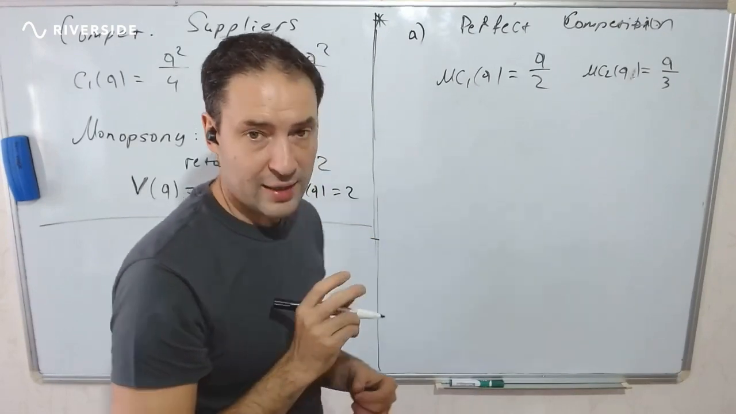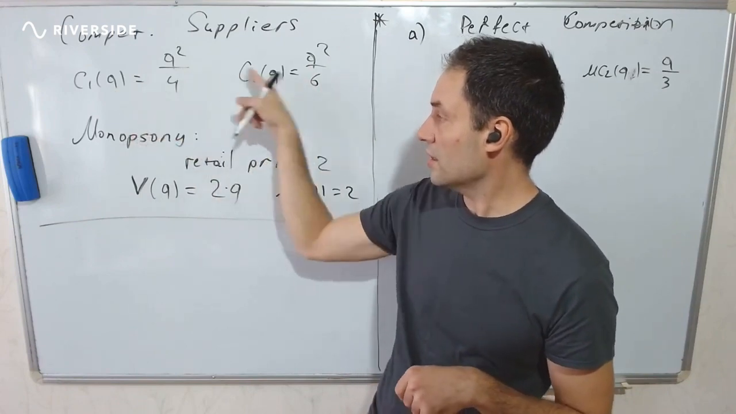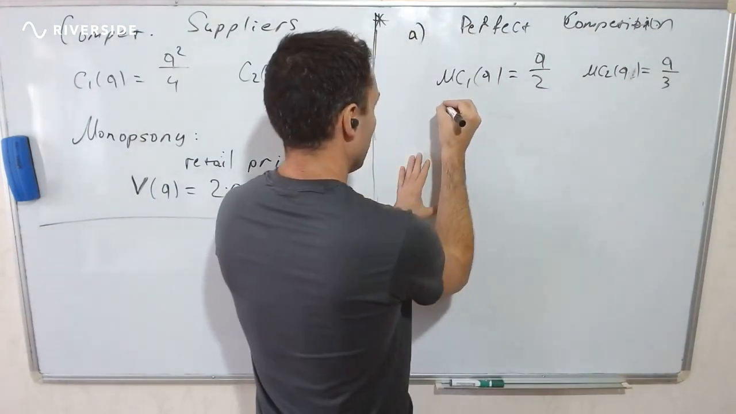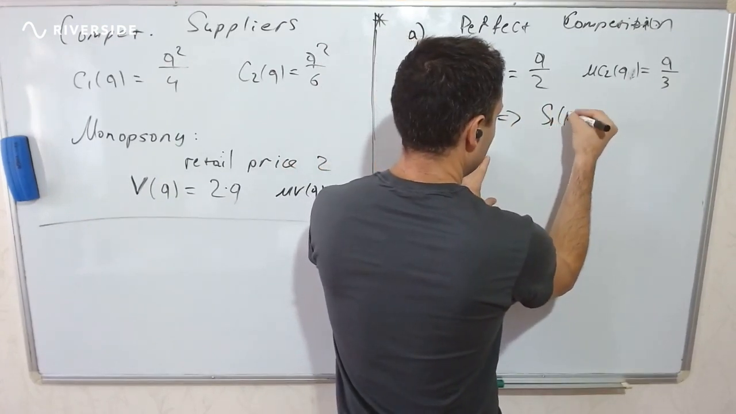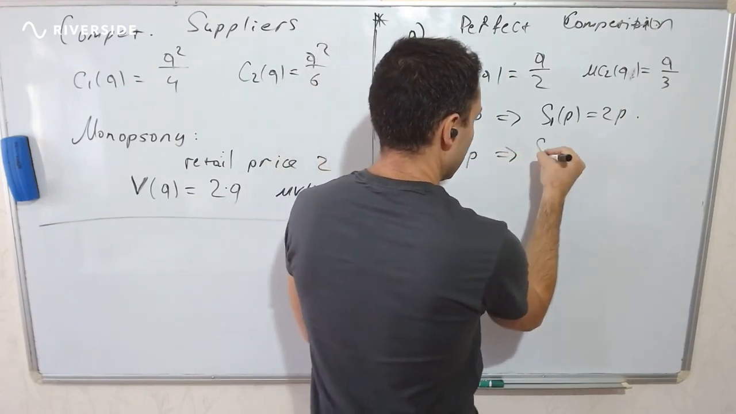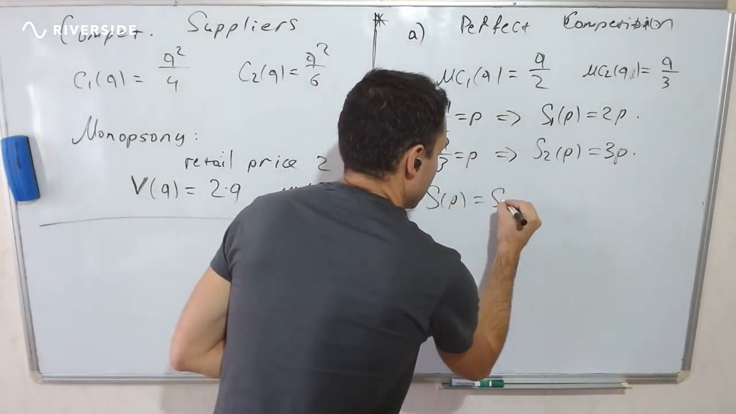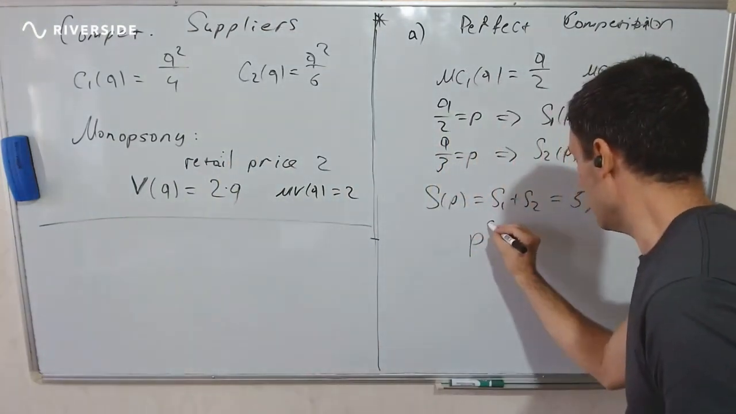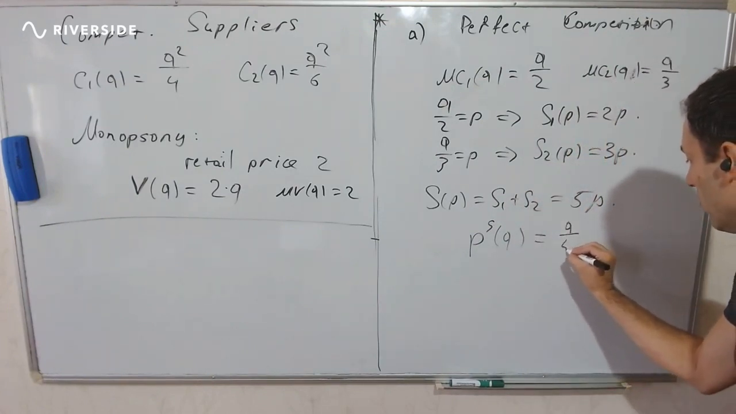From these marginal costs, we can find the supply curves. These firms do not have any fixed cost. We can see that all their cost depends on quantity. Therefore, they will supply at any price. So we just solve Q over 2 equals P, which gives us S1 of P equals 2P. And analogously, Q over 3 equals P gives us S2 of P equals 3P. Market supply is just the sum, so that's just 5P. And market inverse supply is just the inverse of this function, which is Q over 5.